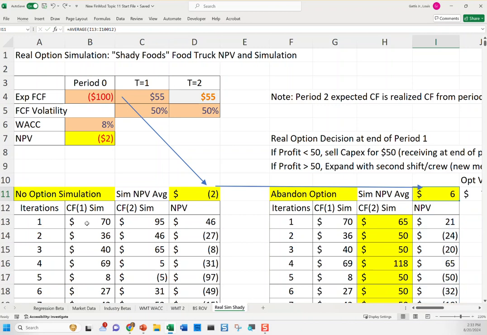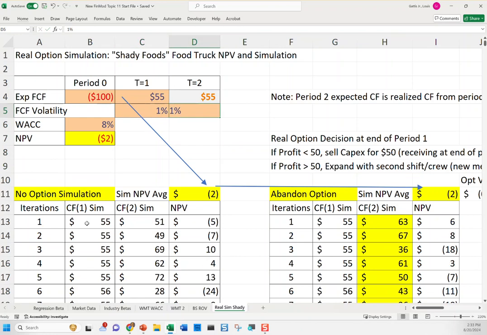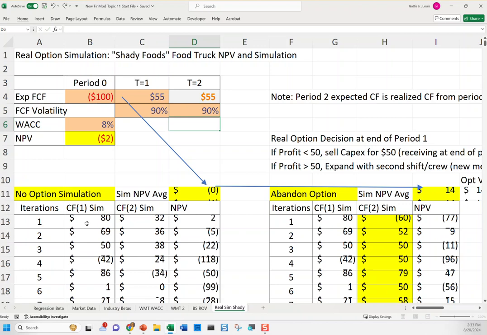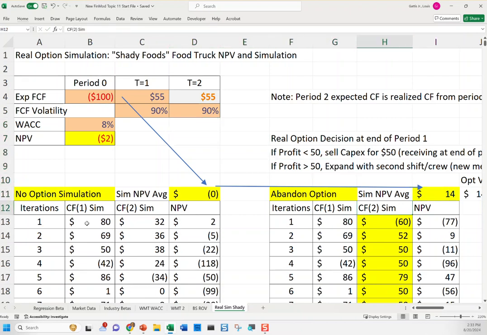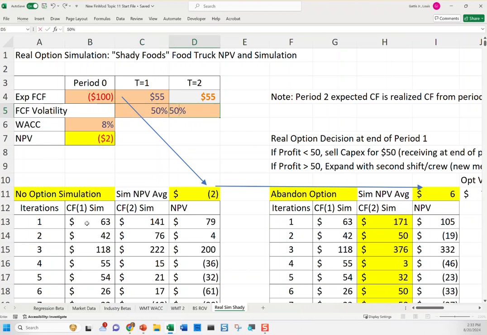So it's worth it as long as there's volatility. Notice if I change these volatilities to say 1% and 1%, I get almost the same valuation. But if I change these both to say 90%, this is even more valuable. So volatility creates value if you have the option, in this case, to walk away. I'll change those back to 50%.